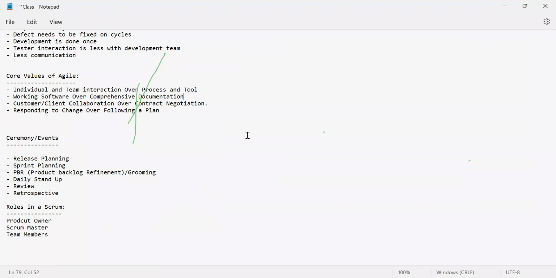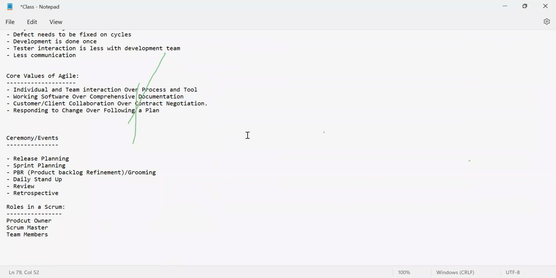Release planning is a meeting where people discuss the project. What is a plan? Nothing but how it needs to be developed and when it will be delivered: how, when, what, where. All these questions will be answered in release planning for that particular project.